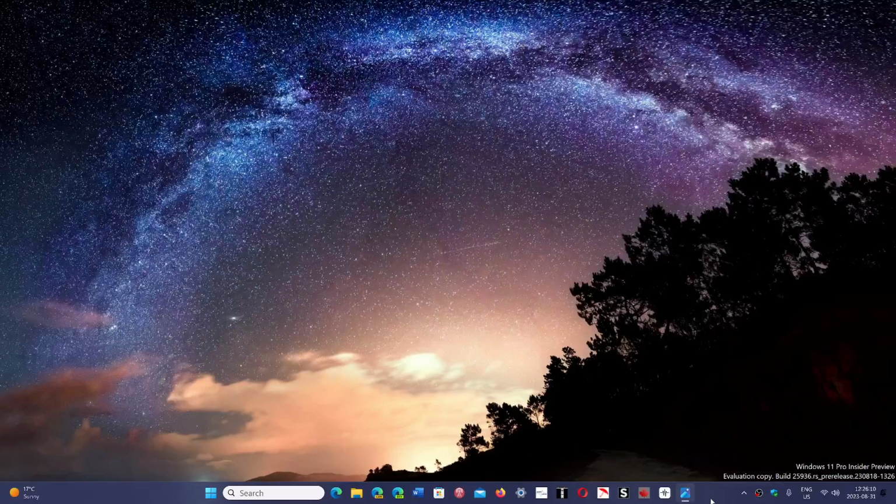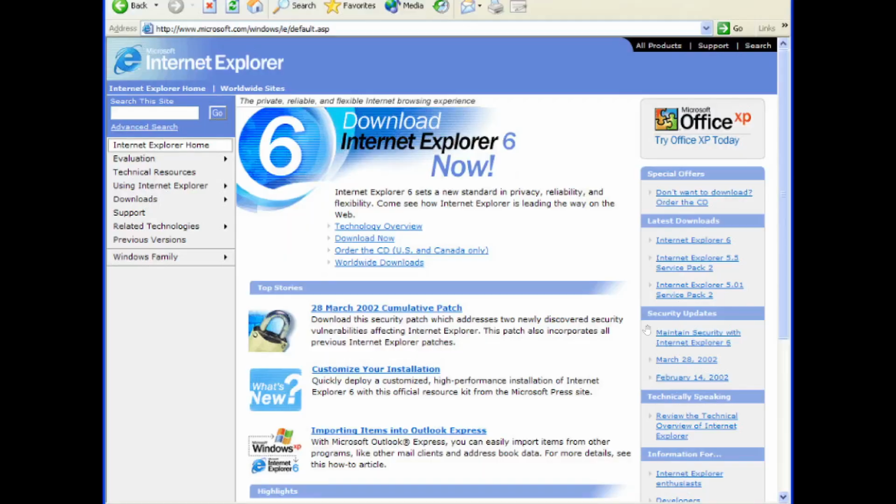So, 22 years ago, this week, one of the major browsers that people used had 90% of market share at some point: Internet Explorer 6. It was released in August of 2001, just as Windows XP was about to be launched.